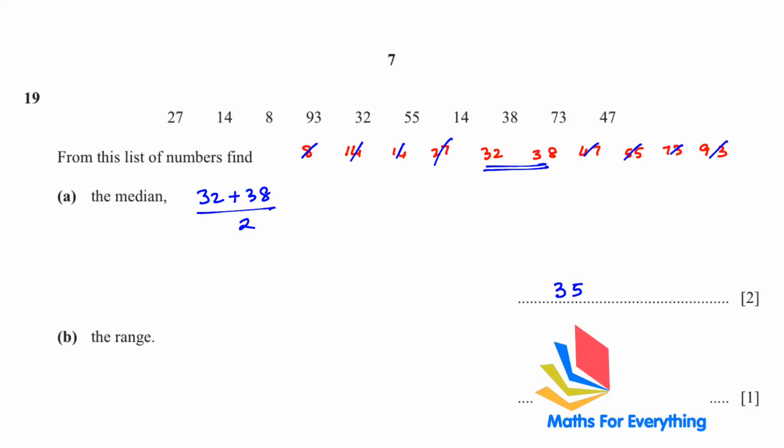Range is the highest value minus the smallest value. Highest value is 93, smallest value is 8. So 93 minus 8, 85 is your range.